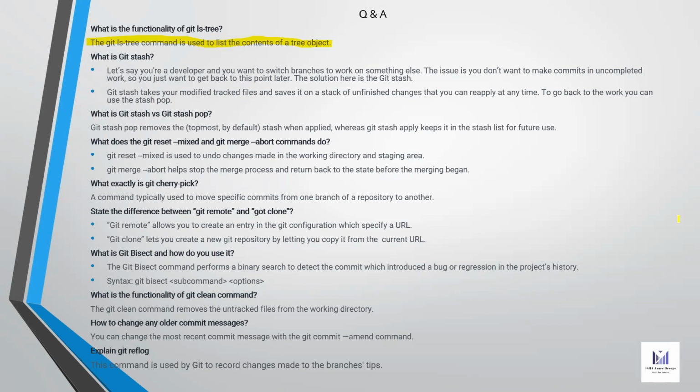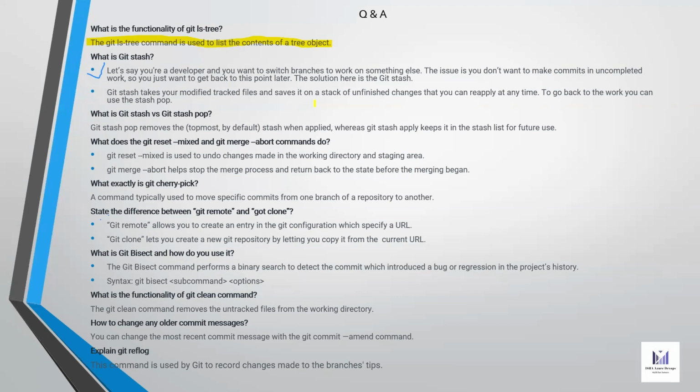So I will go to another thing: what is git stash. Let's say you are a developer and you want to switch branches to work on something else. You don't want to make commits on uncompleted work, so you just want to get back to this point later. The solution is git stash. Git stash takes your modified tracked files and saves them to a stack of unfinished changes that you can reapply at any time. To go back to work, you can use git stash pop. So we'll see what is git stash and what is git stash pop.